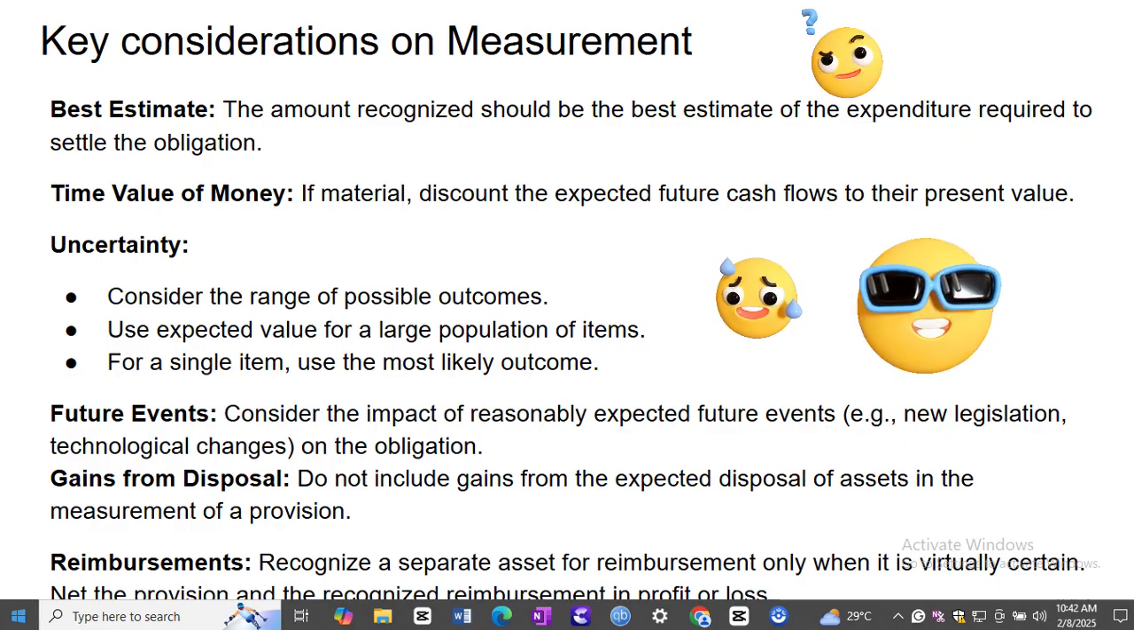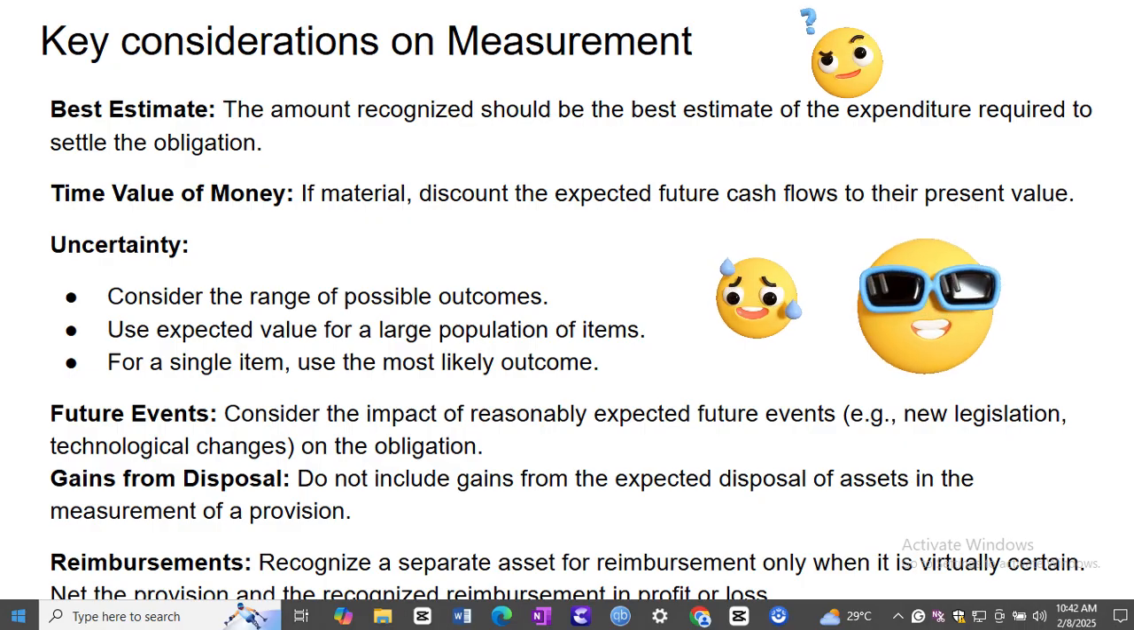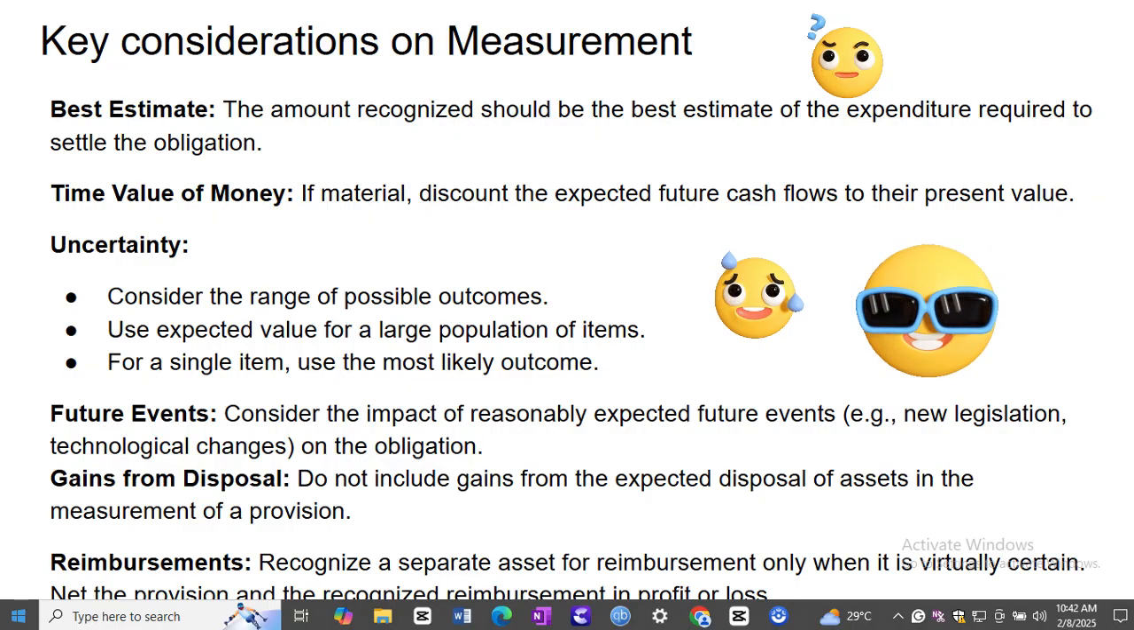Yeah, that's a good point. Estimations are never perfect. Right. So if it's a large group of items, like warranty claims on a bunch of products, companies can use statistics, probabilities, all that fun stuff. Weighing the odds, basically. But what if it's a single item, like a potential lawsuit? For single items, IAS 37 says go with the most likely outcome. So always using the best available information to come up with the most realistic estimate.